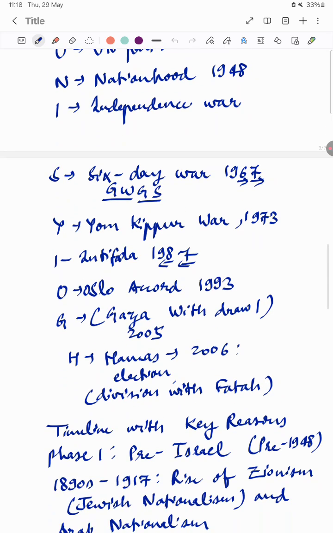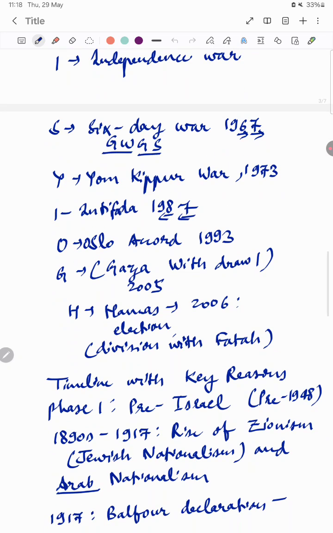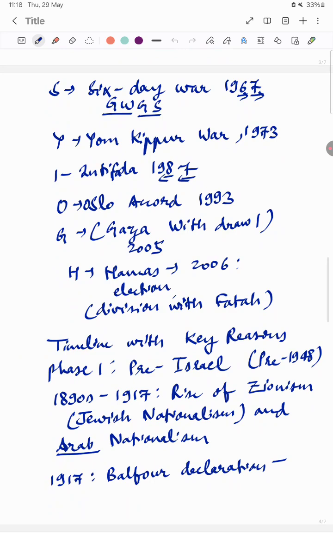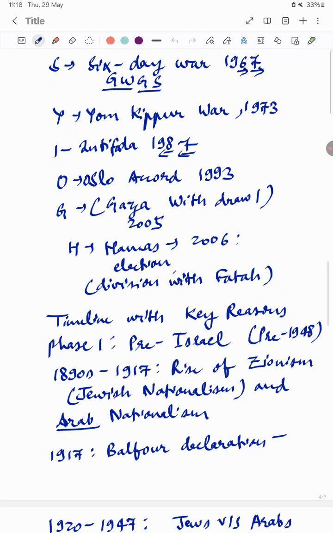S stands for Six-Day War, that is 1967. Groundwater, General Studies. Groundwater: Gaza, West Bank, Golan Heights, Sinai Peninsula. In this war, Israel gains territories: Gaza, West Bank, Golan Heights, Sinai. Y stands for Yom Kippur War, 1973. Arab states attack Israel to regain lost territories.